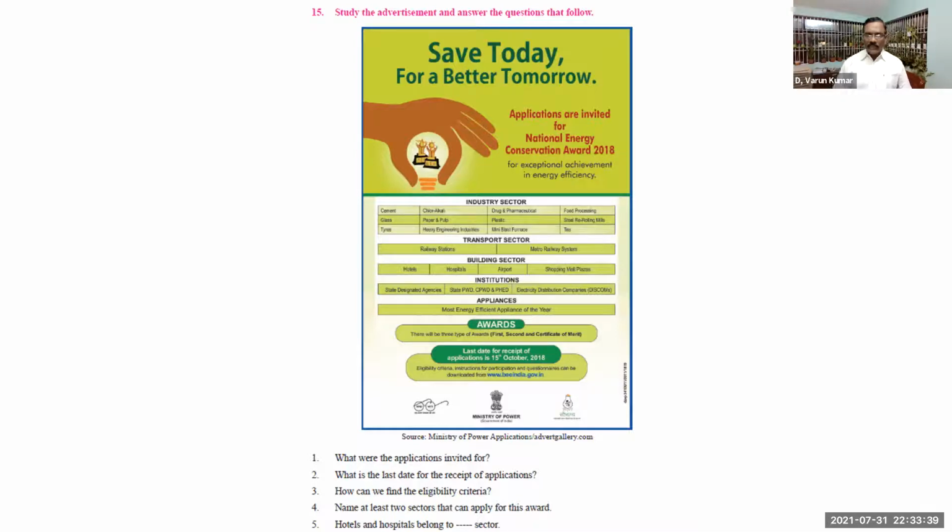Next, hotels and hospitals belong to what sector? So it is clearly given here. It belongs to building sector. Hotels and hospitals, these two belong to building sector. So let us see the next.